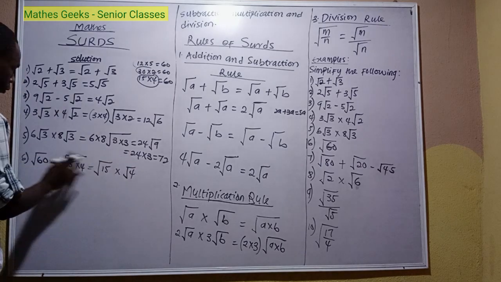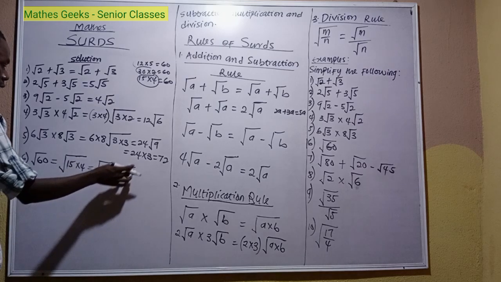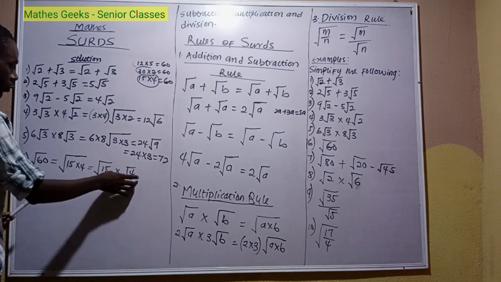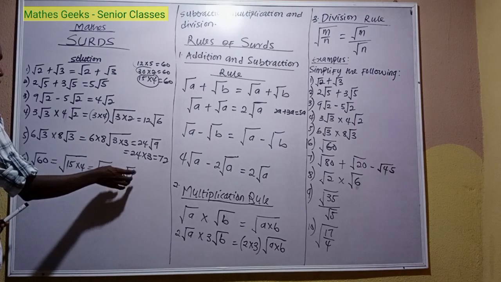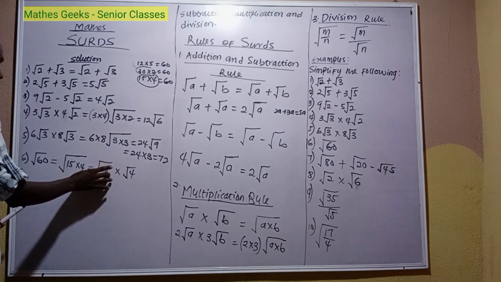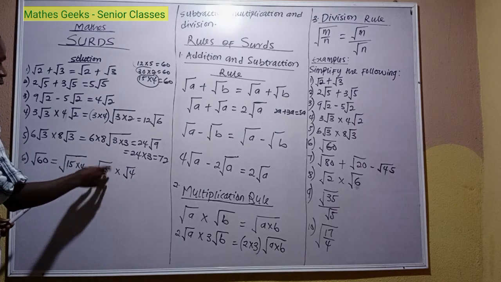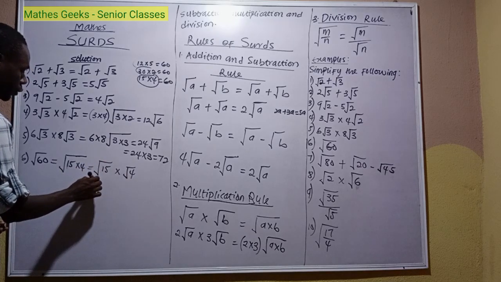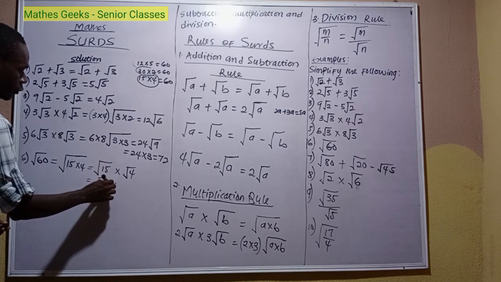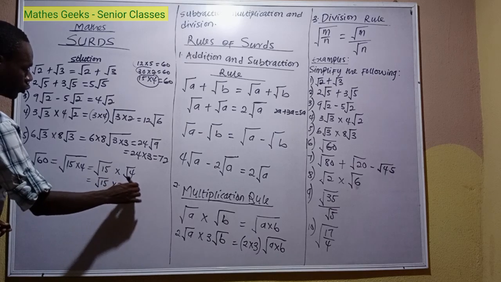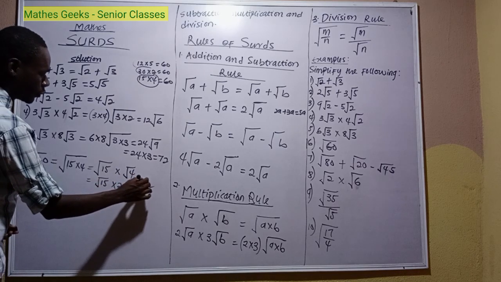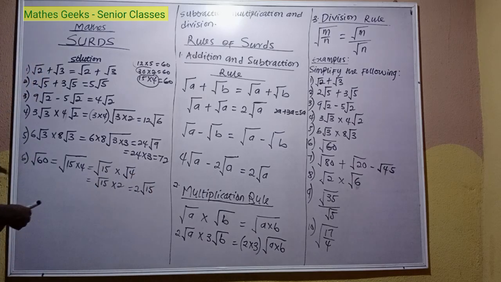So of course this means root 15 times root 4. This is why the rule says one of them must be a perfect square. As you can see, root 4 is a perfect square, and we can get the exact value of it, but root 15 is a non-perfect square, so it will remain in this form. So root 4 is equal to 2, that's root 15 times 2, which is 2 root 15. That's the final answer.